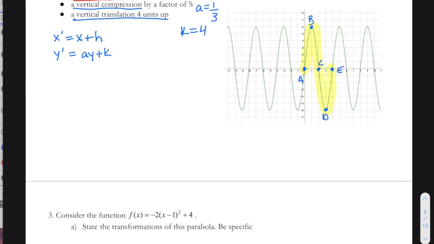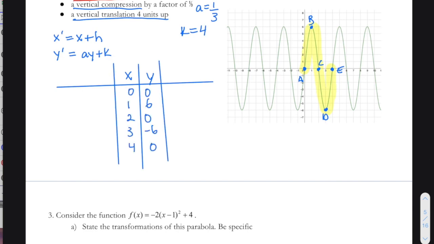So for this question, I want to do something slightly different. I want us to try doing this in a table. So what I'm going to do is just write down the points that I'm given, x and y. So from here, what I'm going to do is apply my transformations in a table.